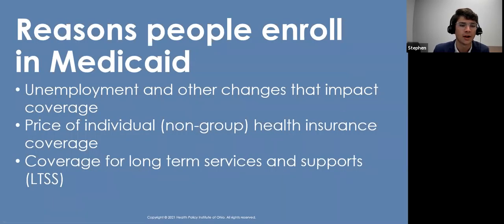Medicaid Basics outlines 4 reasons that people enroll in Medicaid as opposed to other types of healthcare coverage. These include unemployment, divorce, or other changes that impact coverage, like leaving work to take care of a child or relative, high prices for private individual health insurance, low rates of employer-sponsored health insurance, and the need for long-term support services like care in a nursing home, which is not covered by Medicare and most private health insurance.